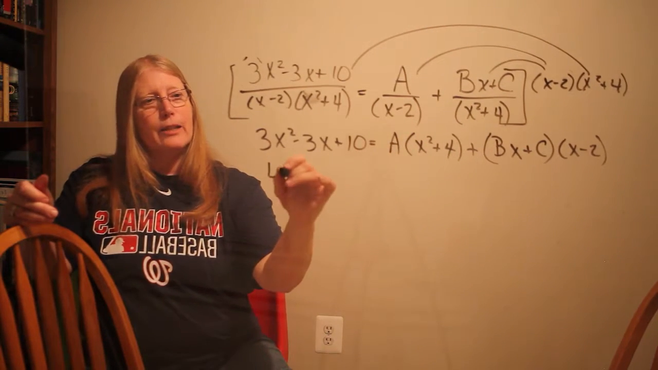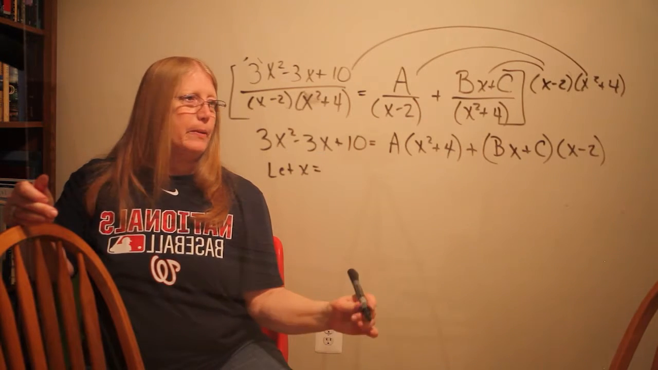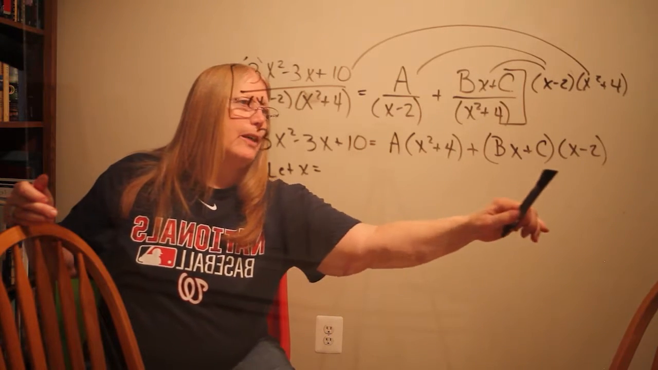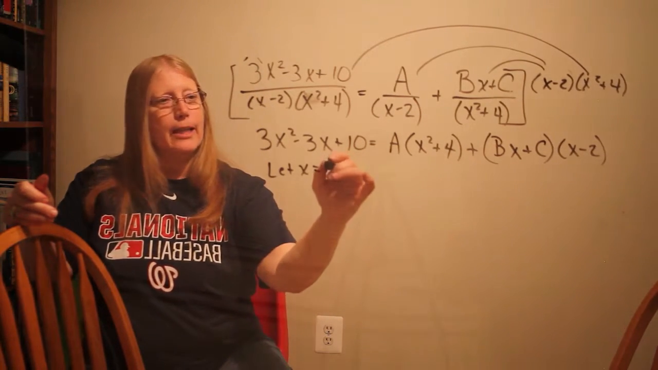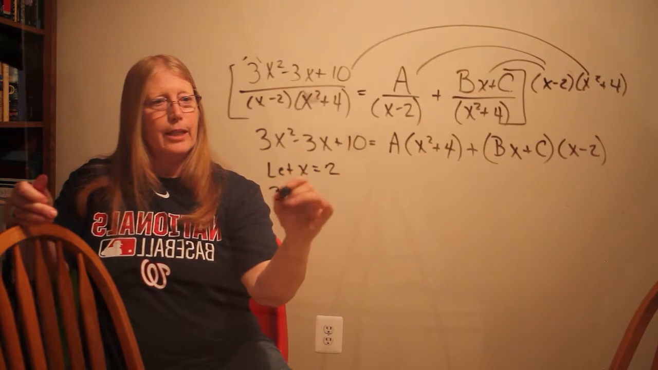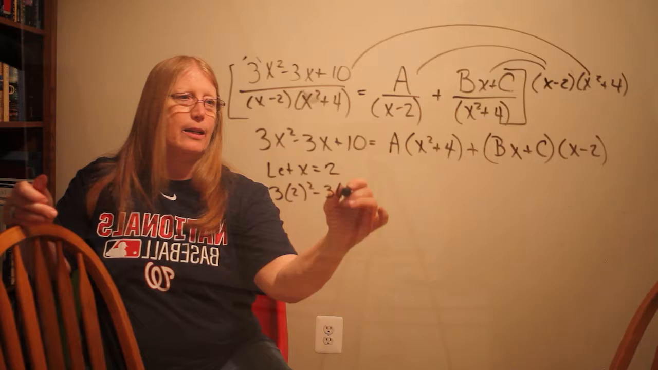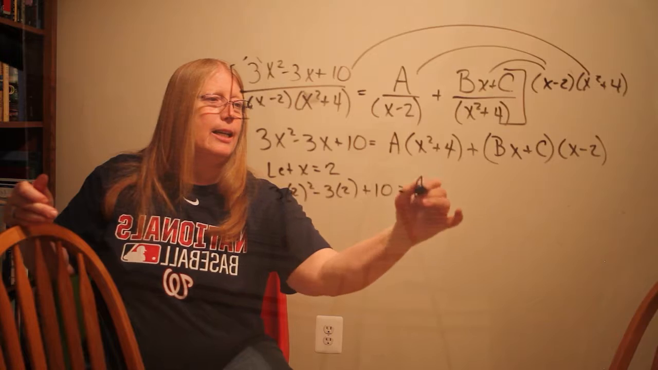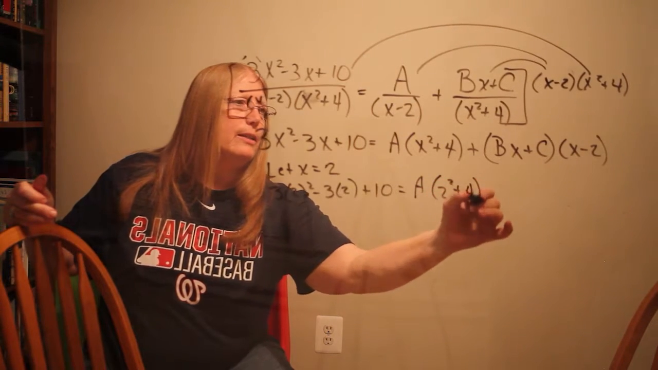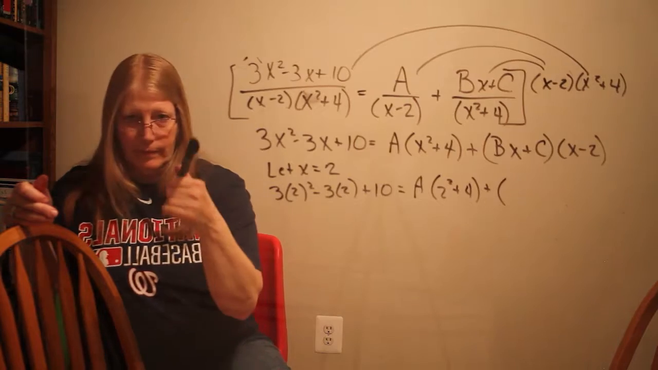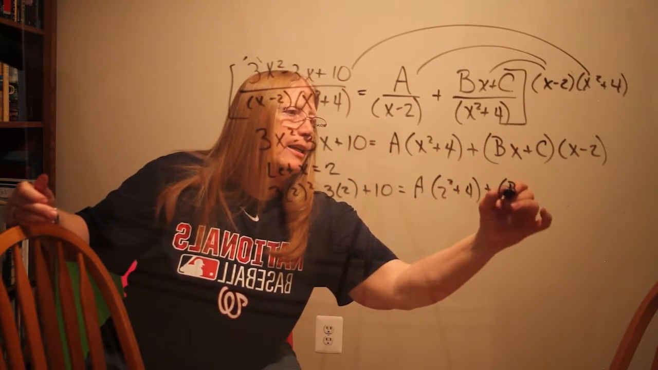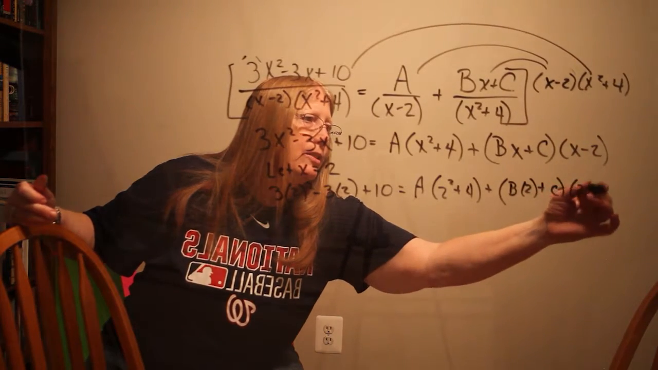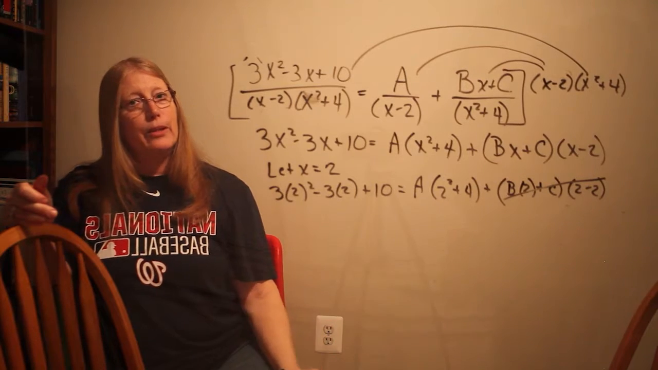All right, let x equal. The game is sweeping the nation. Let x equal game. We're going to look down and see what will simplify our work. Let x equal 2. So 3 times 2 squared minus 3 times 2 plus 10, putting in 2 for x. A is 2 squared plus 4. B times 2 plus c times 0, 2 minus 2. So that's going to go away, and that's why we chose 2.